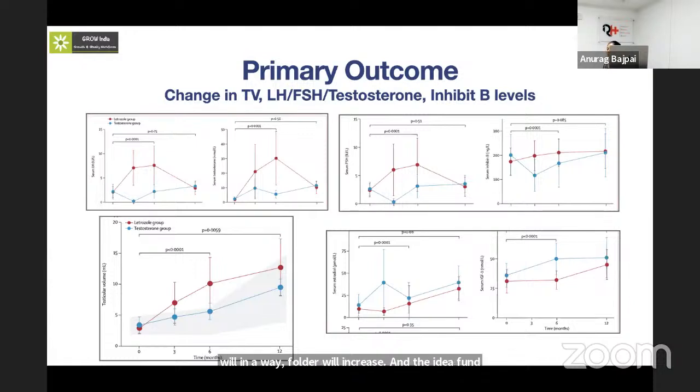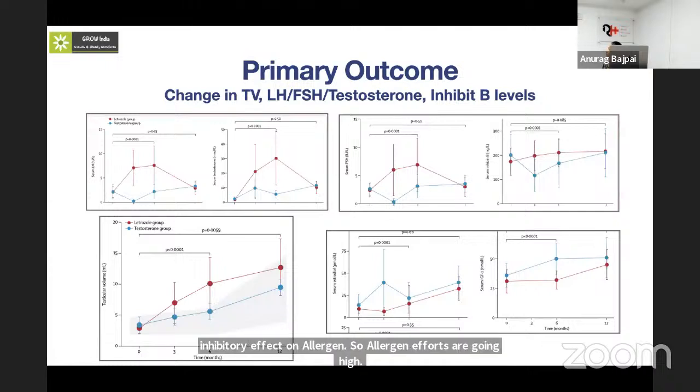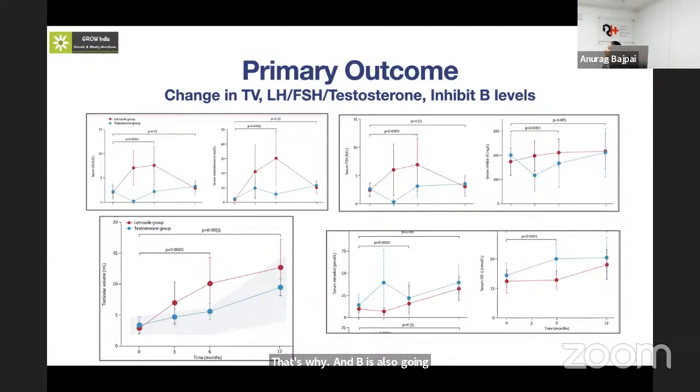When you use aromatase inhibitors, you are knocking out estrogen's inhibitory effect on LH and FSH. So LH and FSH are going high. That's why inhibin B is also going high. Testicular volume is jumping up because you're giving LH and FSH at a higher level. So both are increasing. But the problem is that IGF-1 level may dip to a greater extent. So this may offset any significant advantage.